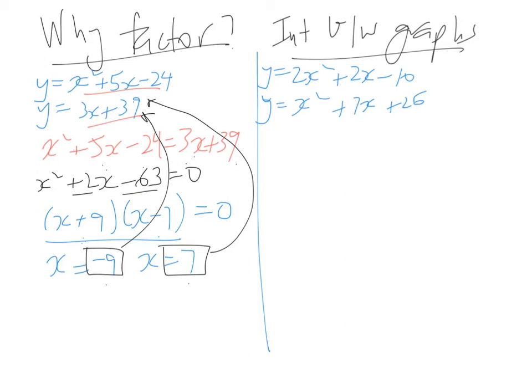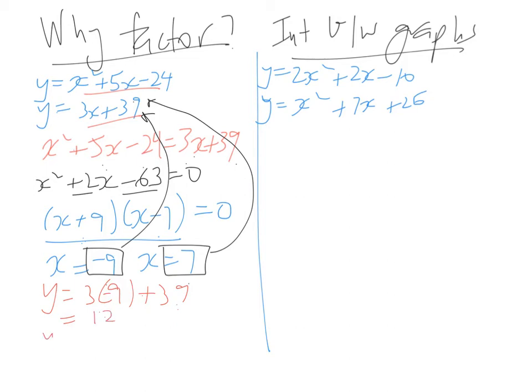So then y will equal 3 times 9 plus 39. So 27 plus 39 gives us, what's that, 66? Oh no, that should be a negative 9, sorry. I made a mistake there. It should be a negative 9. So we've got negative 27 plus 39, that should be 12.